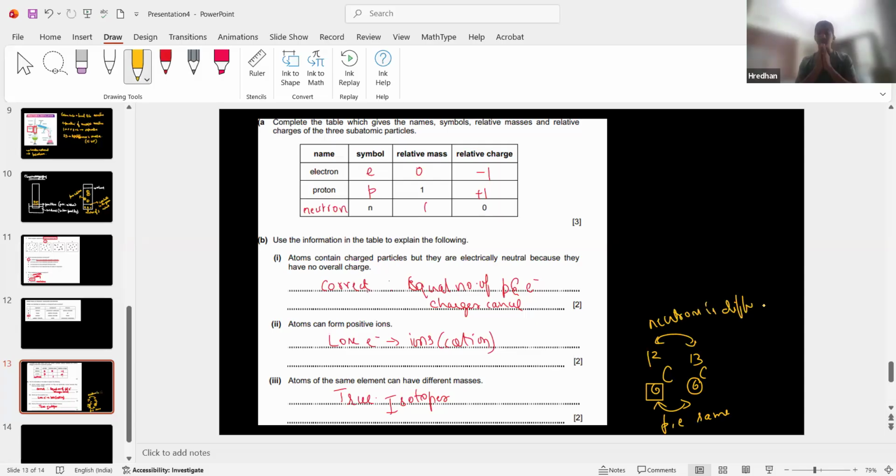So atoms of the same element can have a different number of neutrons. That's why the mass is different. It has nothing to do with the electrons. Is that clear? Yeah, clear.